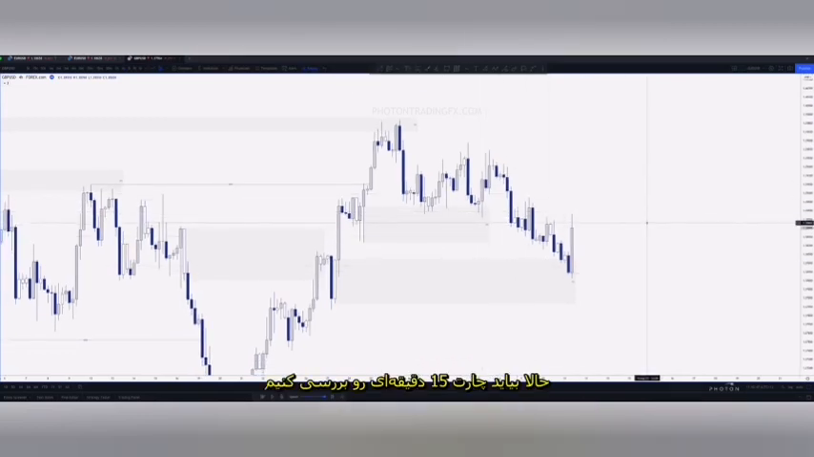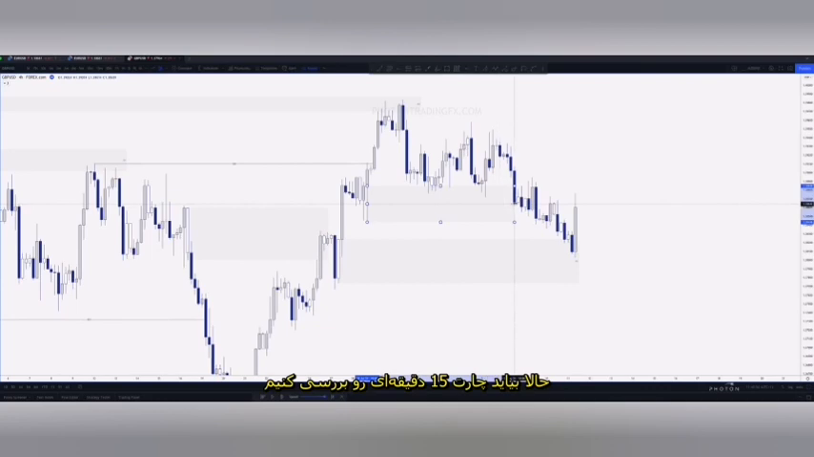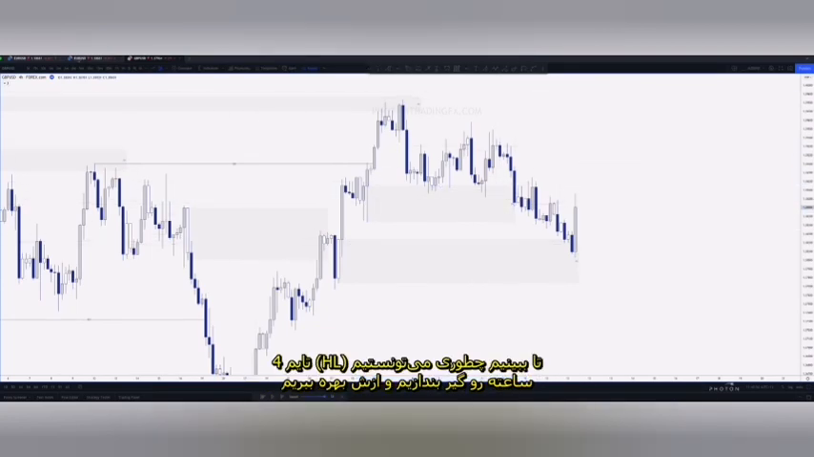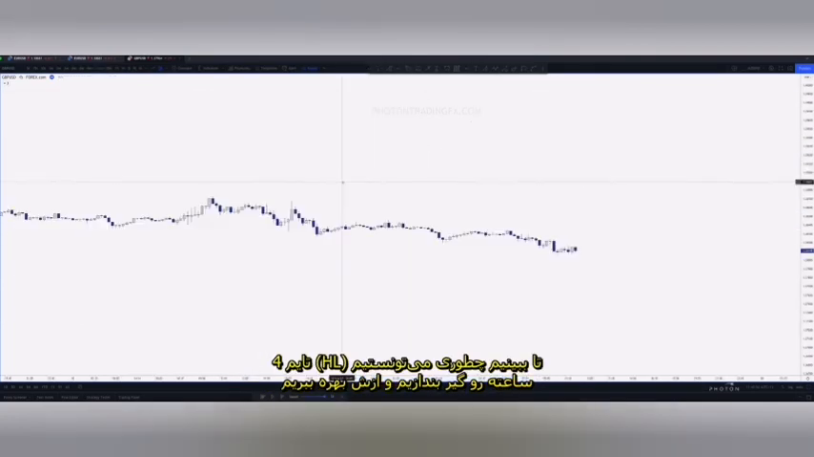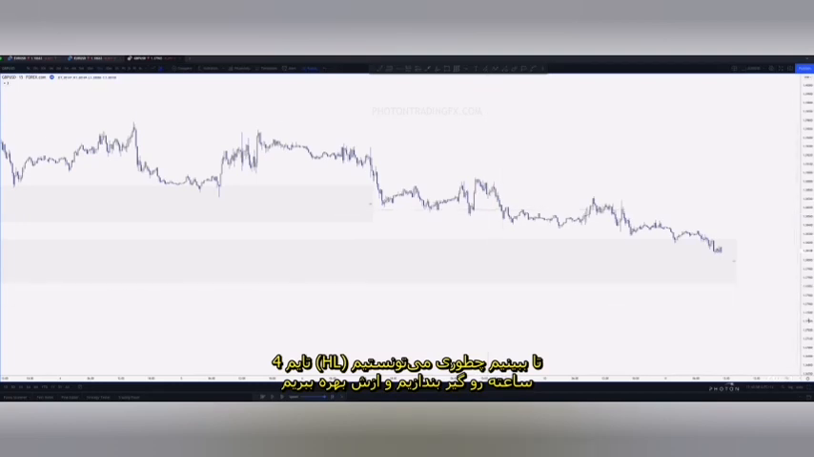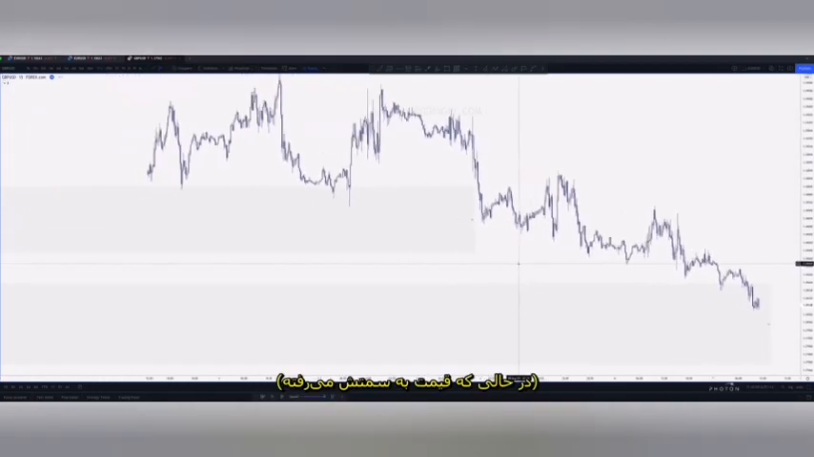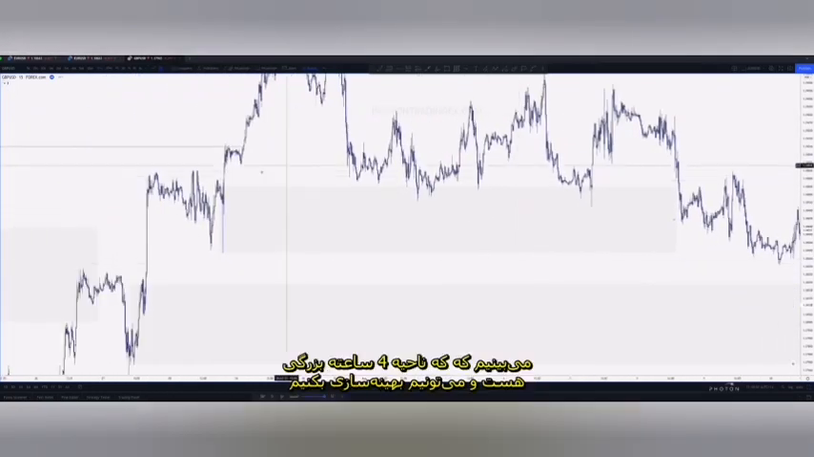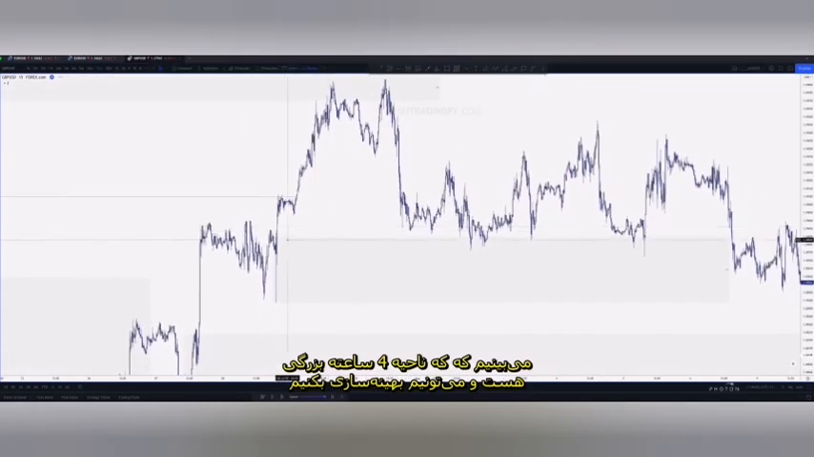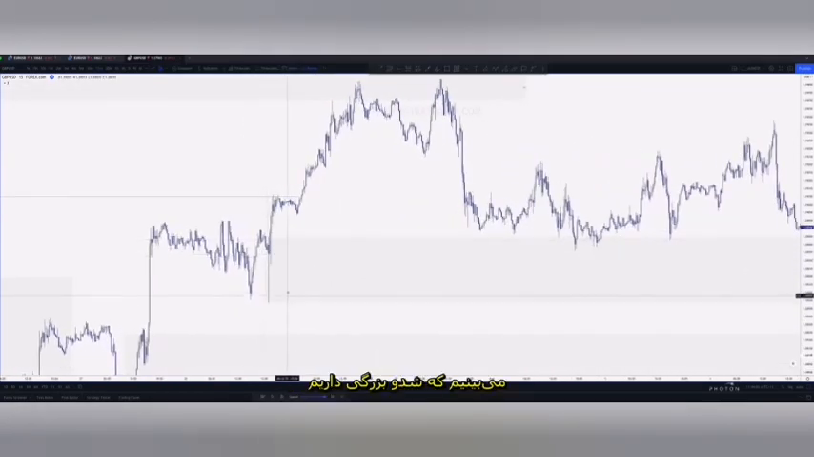So let's take a look in 15-minute price action and see potentially how we could have been looking at trying to catch any of those 4-hour highs and lows as price was coming in. And again, that's a massive 4-hour zone, so you can start to refine it. And what do we have here? We have this massive wick.